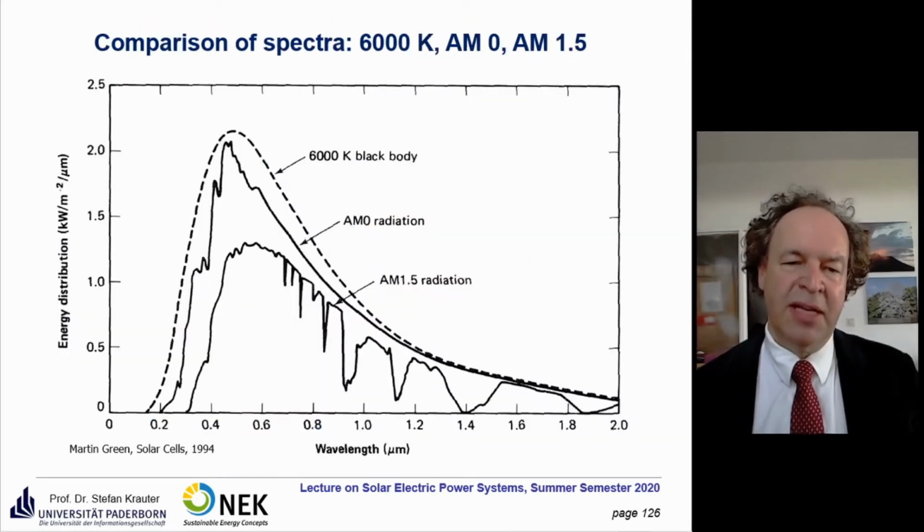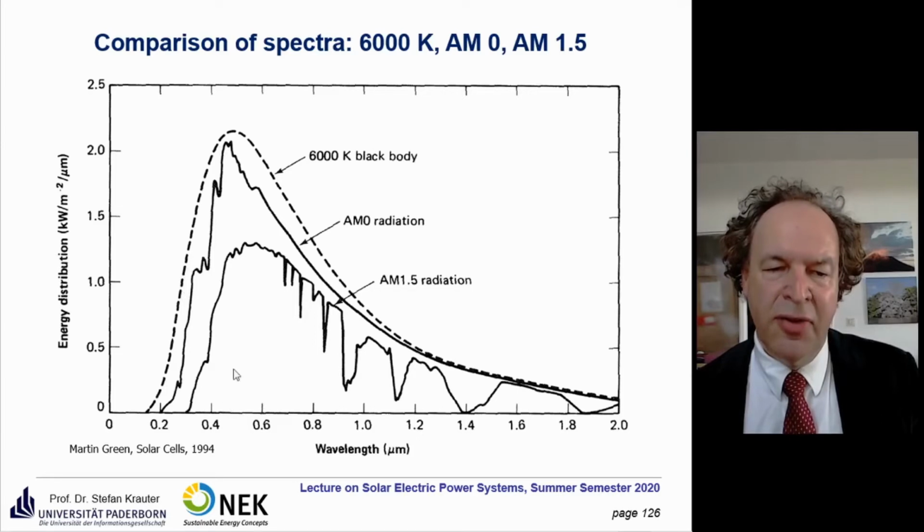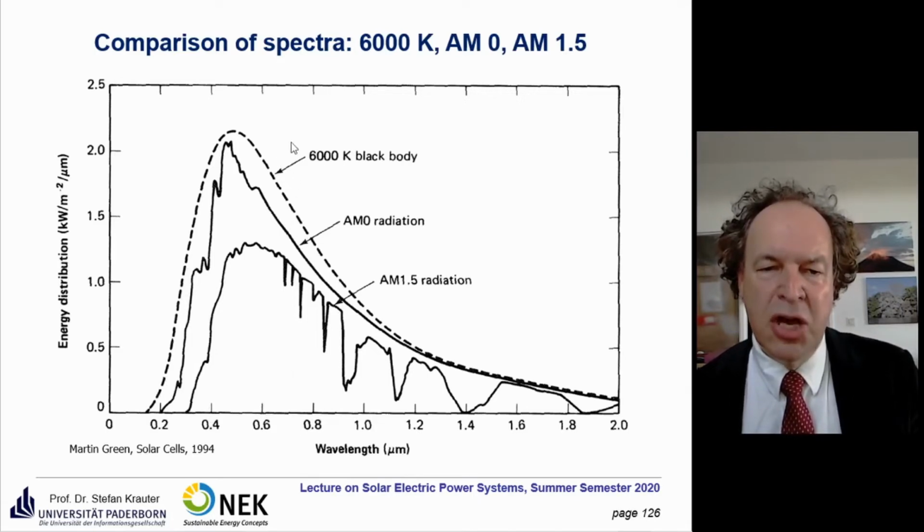Here you see the different spectra. As you learned, it's important because in the blue area, a silicon cell is not very efficient. It's most efficient in the 0.8 micrometer region, or 800 nanometers region. And you here see the difference in the spectra. So this is the surface of the sun, a 6000 Kelvin black body. This is the irradiance, the spectrum received by our satellites, AM0. And this is on the ground at an air mass of 1.5.